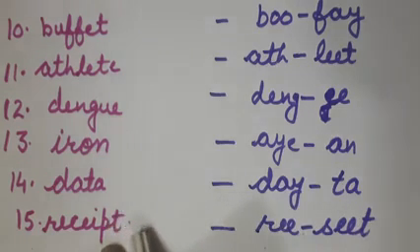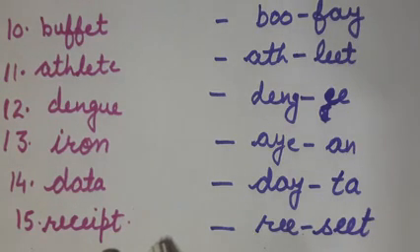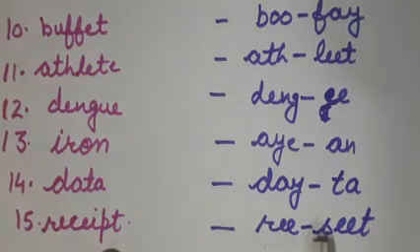And last but not the least, this word is receipt. Most of the time, most of the students pronounce it wrongly. That is wrong. Beta, you have to pronounce it receipt. I hope you understood all the words.